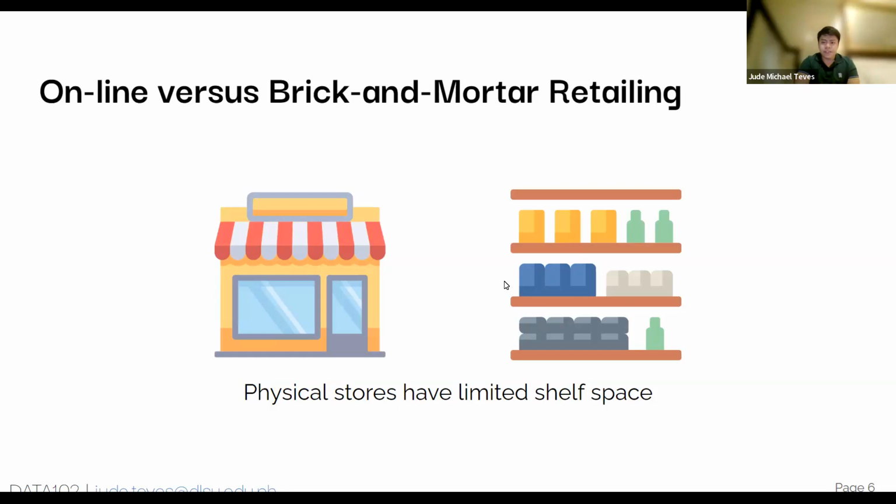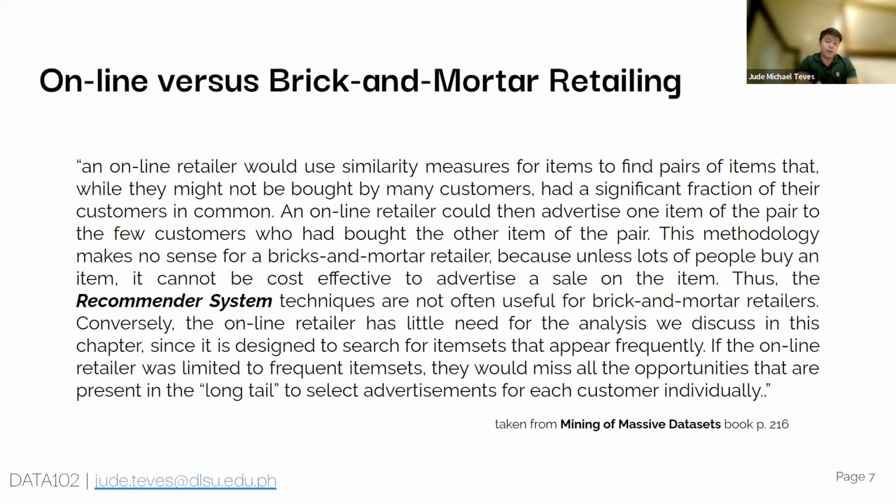And I think this excerpt from the book explains that really well, so I'll be reading this. This is from the main resource that we're using in this course, Mining of Massive Datasets. So an online retailer would use similarity measures for items to find pairs of items that, while they might not be bought by many customers, had a significant fraction of their customers in common.